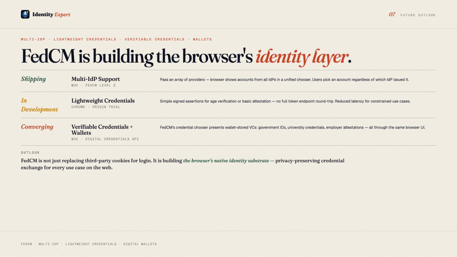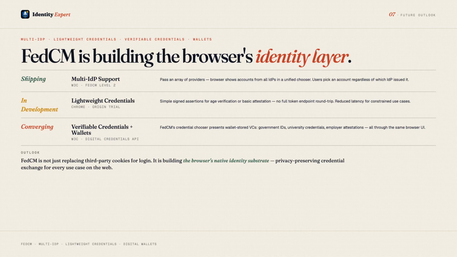Third, integration with verifiable credentials and digital wallets. As browser-based digital wallets mature, FedCM's credential chooser can present not just traditional identity provider accounts, but also verifiable credentials stored in the user's wallet. A user could sign in with a government-issued digital ID, a university credential, or an employer attestation. All through the same browser UI.